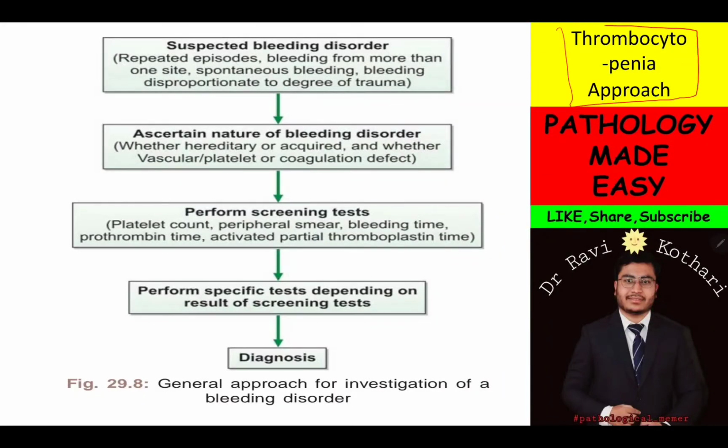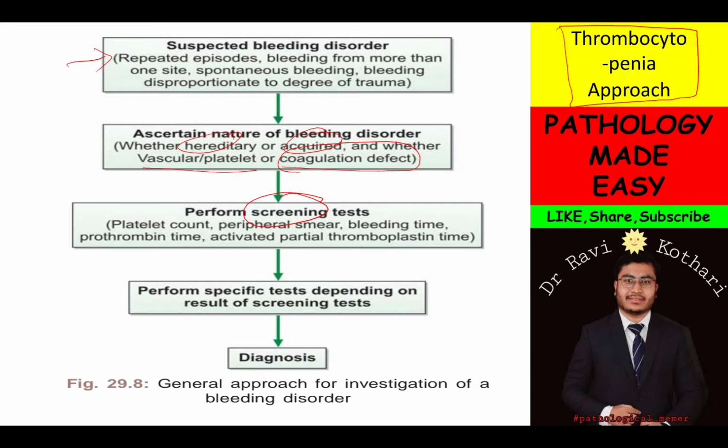In today's video, I am going to discuss a thrombocytopenia approach. Now first, we suspect a bleeding disorder in patients having a history like repeated episodes of bleeding, spontaneous bleeding, or any type of trauma. Then we have first to look for the nature of the bleeding. It may be either hereditary or acquired, or maybe due to the platelet, or might be due to coagulation defect. Then we have to perform screening tests that I will discuss in further slides.